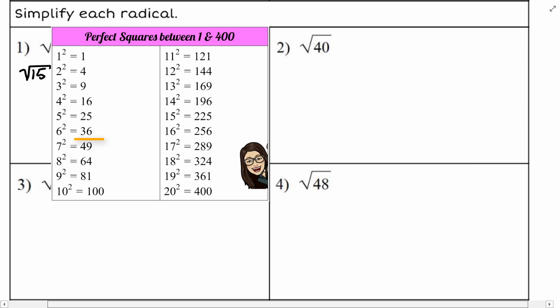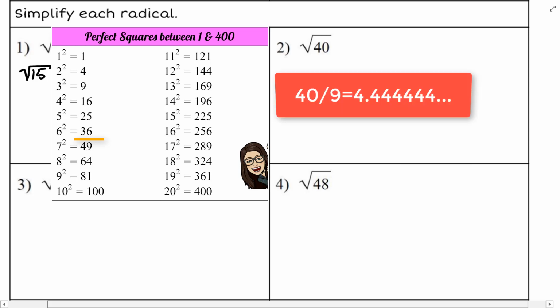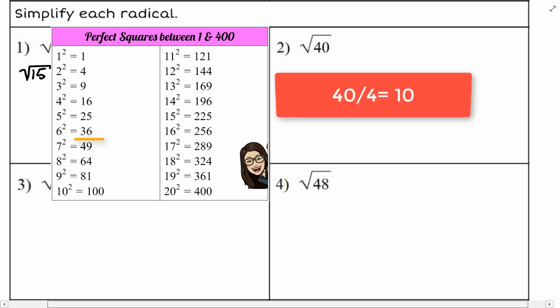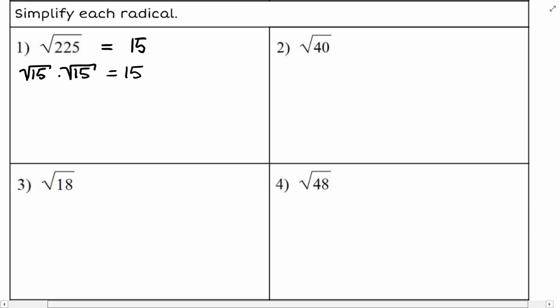You could try dividing by 9. Nope. Let's try dividing by 4. Hey, that one works. Now you may just look at this and say, I could have told you that 4 goes into 40 and then we're done. But the reason why I start with the largest and then go down is because we have to have the largest perfect square factor, not just any perfect square factor.